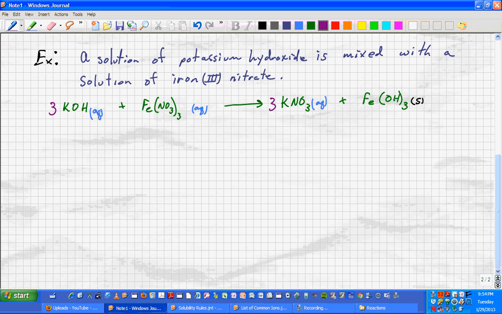So now what I can do is move on and write my complete ionic equation. Again, this was my molecular equation.